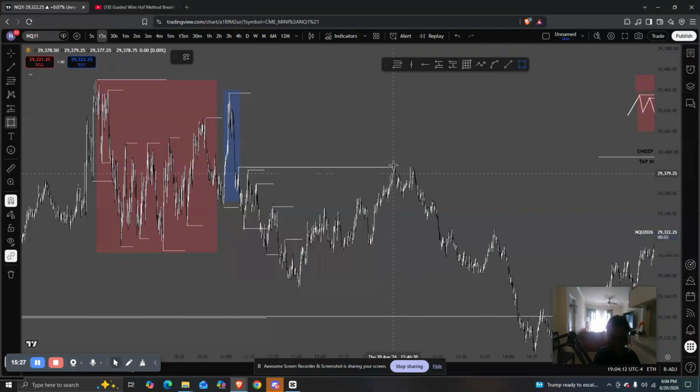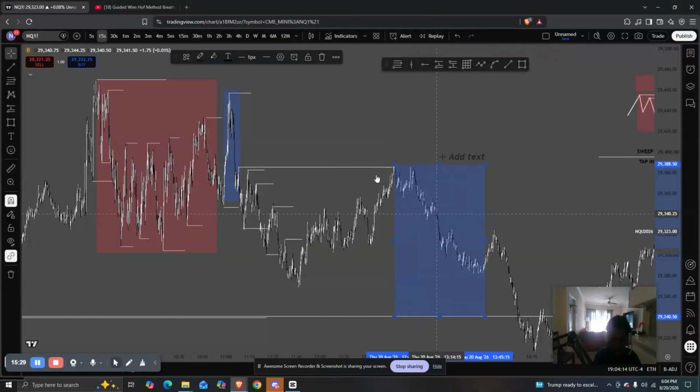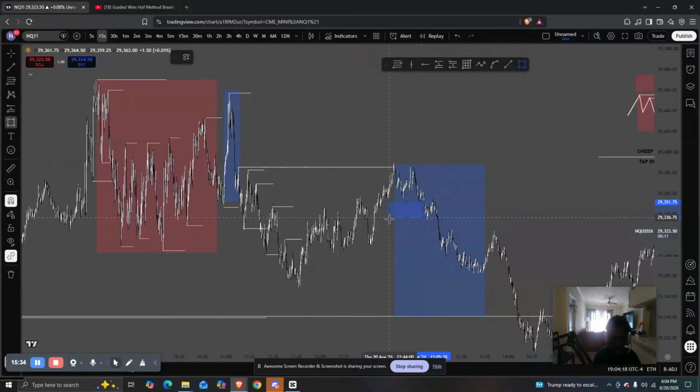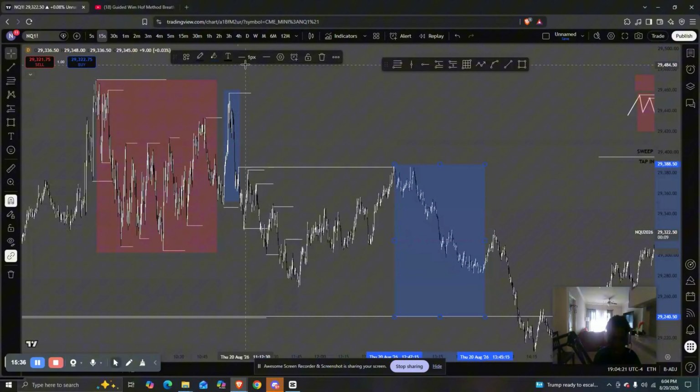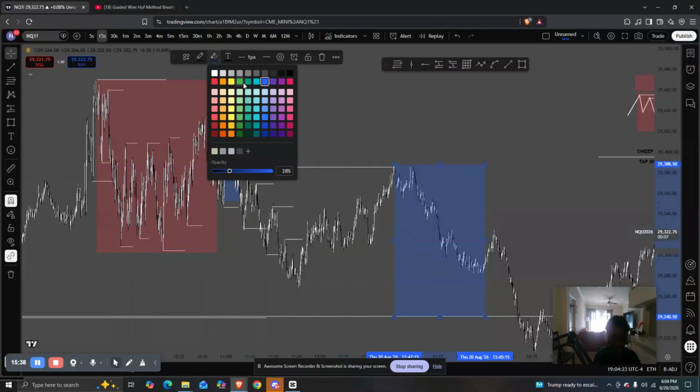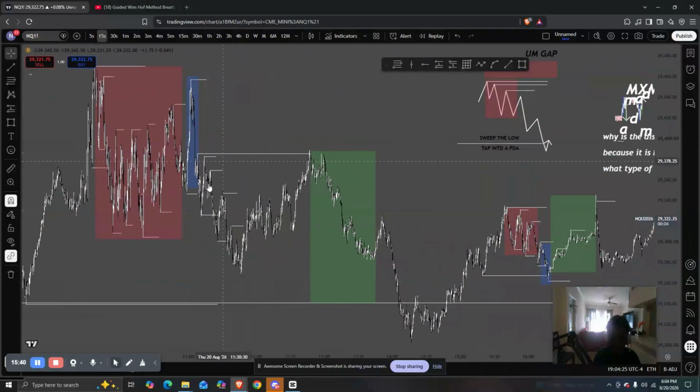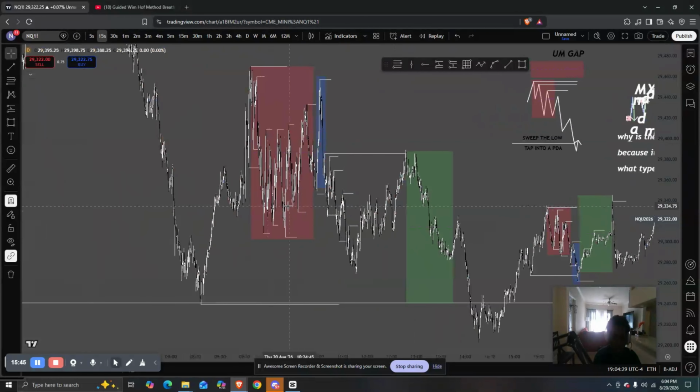And then after, it revisits that. We can take this as the distribution, because what is it doing? Okay, I already marked that. We can take this as the distribution because it is respecting the highs, and it's just wanting to take out all of these range lows.